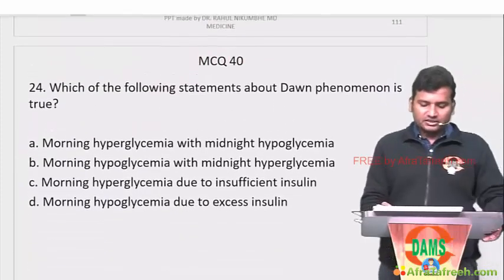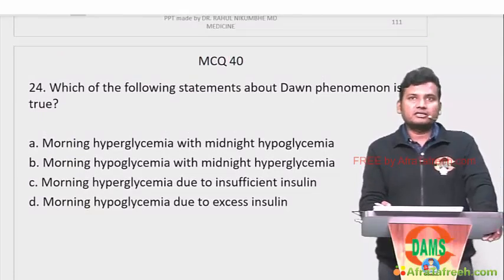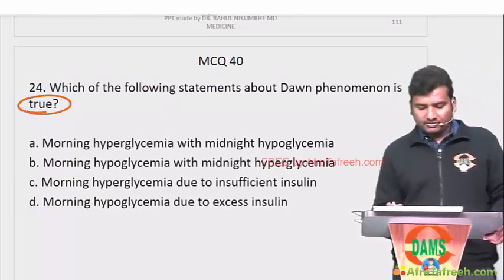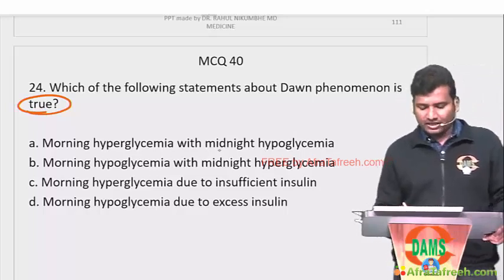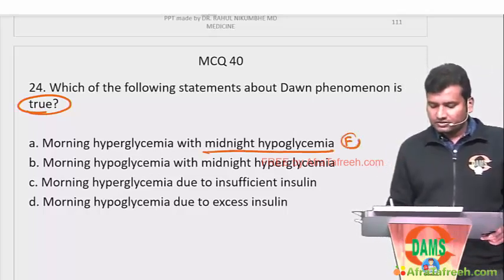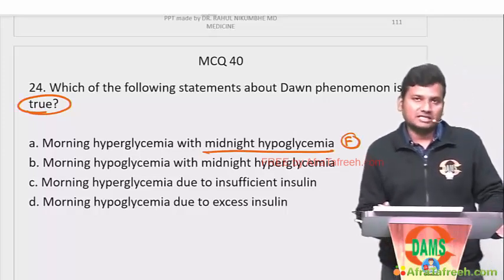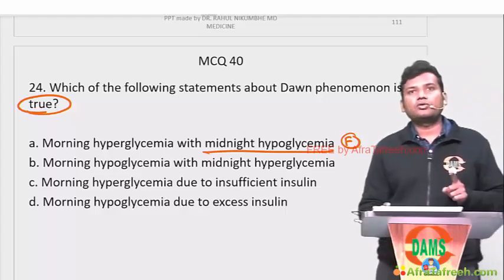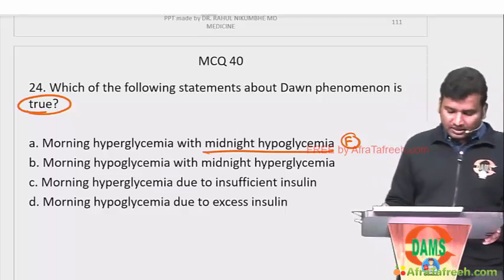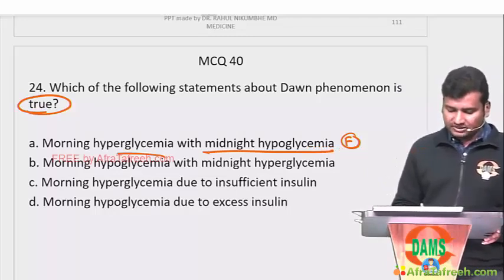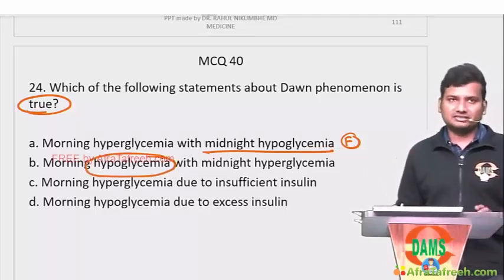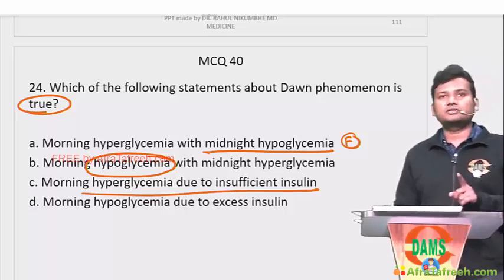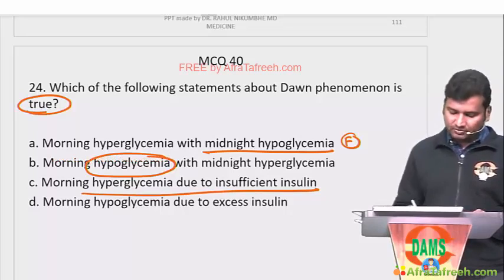Which of the following statements about dawn phenomenon is true? They have asked about the true statement. Morning hyperglycemia with midnight hypoglycemia. No, it is false. Patient does not have hypoglycemia in the night. Patient has hyperglycemia throughout the night. Morning hypoglycemia. No, patient will have morning hyperglycemia. Morning hyperglycemia due to insufficient insulin. Yes, it is correct. Morning hypoglycemia is wrong.